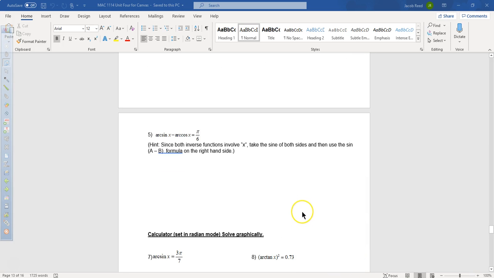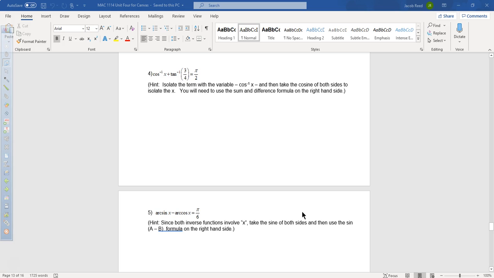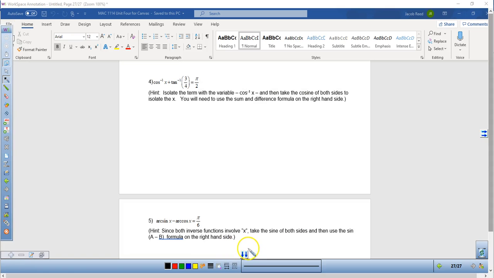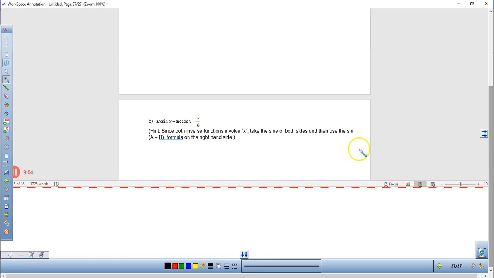Okay, going down to number 5. Number 5 is also another question that you're going to need plenty of room for. Hint, since both inverse functions involve x, take the sine of both sides and then use the sine a minus b formula. Now, I did not do the a minus b. I believe this here is a typo. It should be a plus b formula. And you'll see why in just a moment.